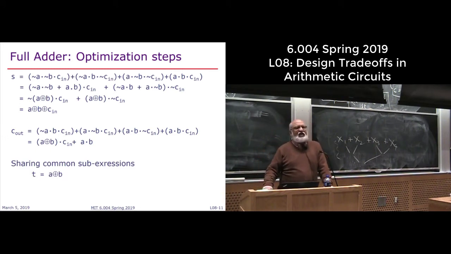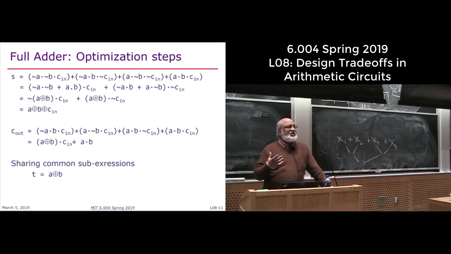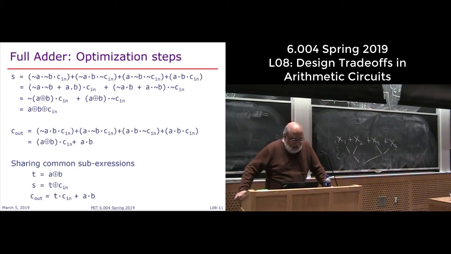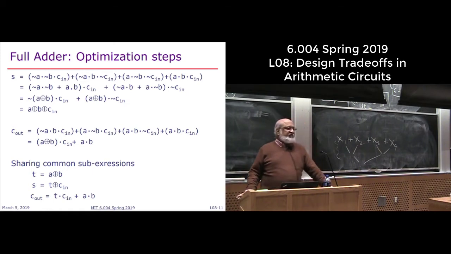Okay, so now we have that other optimization which is called sharing common sub-expressions. So I see that A exclusive OR with B is being used twice. So I can say T is A exclusive OR with B, and sum is T exclusive OR with C in, and C out is T dot C in plus A dot B. So this is how that formula was derived.